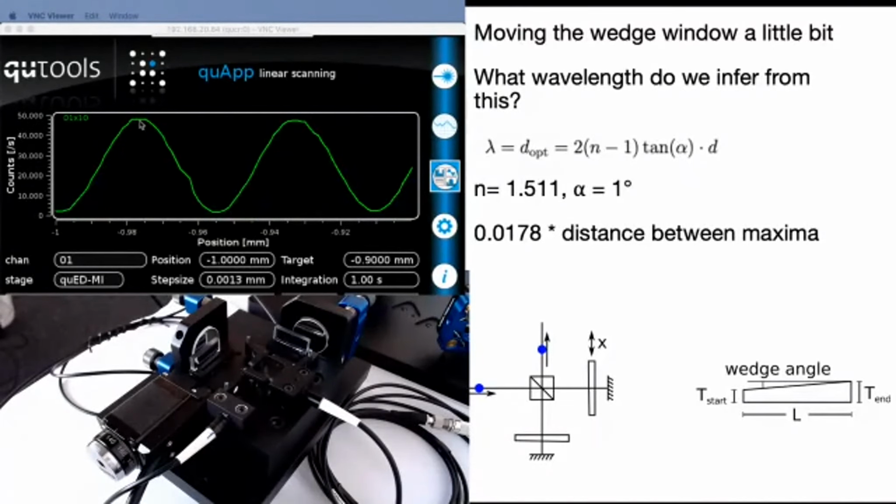So you can see the difference between one maximum and the second maximum. This is not going to be very exact, it's going to be a very coarse measurement, but I would say this is about minus 0.975 maybe, and this is maybe something like minus 0.935. So let me just try to find my calculator here.